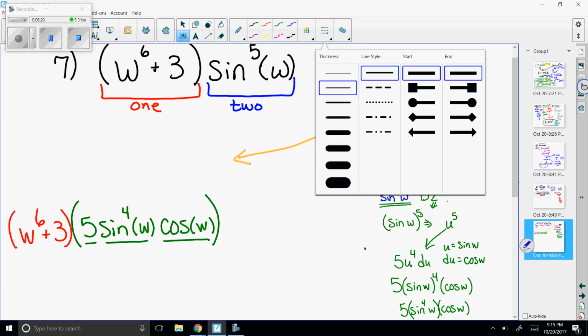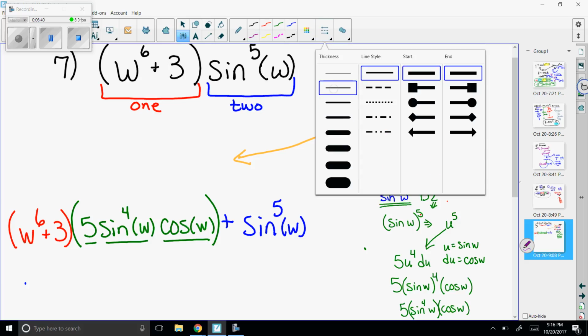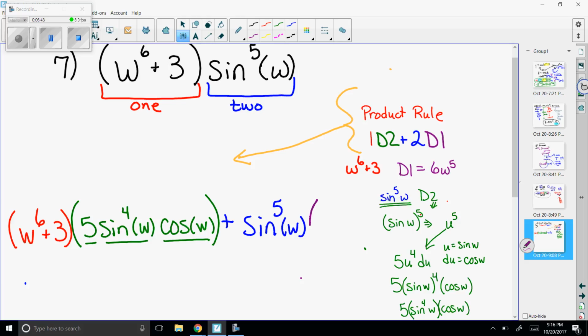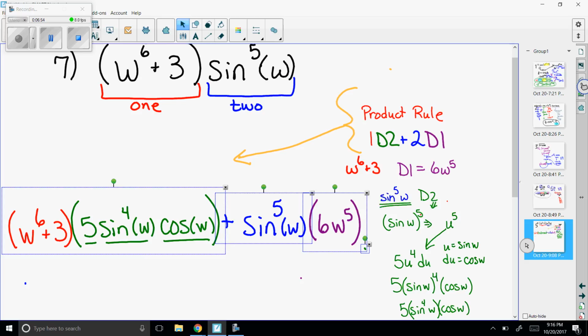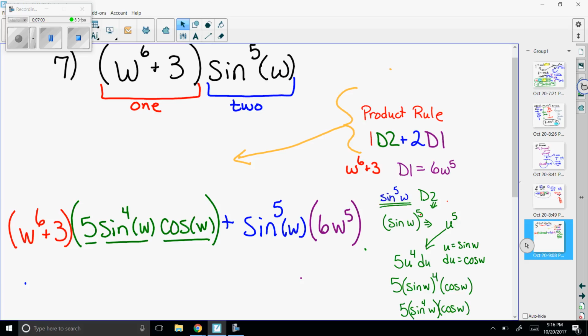So the next thing that we have, the 1 is in red, d2 is in green, plus now I have 2, and 2 is sine w all raised to the 5th power, so sine to the 5th power w. And then we have d1, which we found with that simple power rule, and that's going to be 6w to the 5th power. So the full derivative that they are looking for is the red, green, blue, purple combo that I am grouping together.